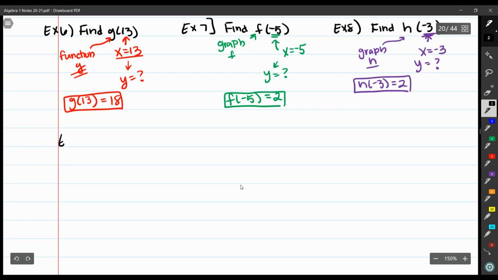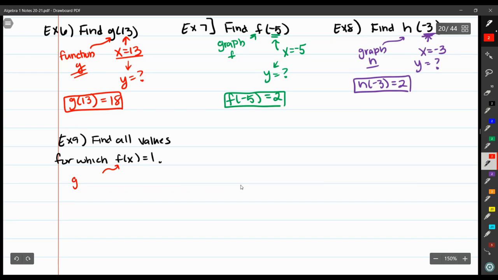So example 9. Find all values for which f of x is equal to 1. Now, pay attention. Make sure you're really focusing. This is the f graph again, graph f, but 1 is on the outside, so this is actually y equals 1. Remember that f of x is just really fancy for y. So this is saying that y is equal to 1, and I'm trying to find my x.